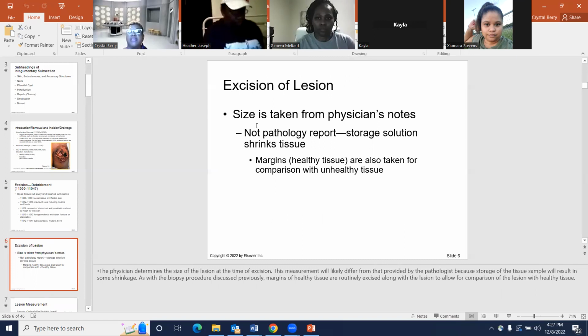Excision of lesion is telling you size is taken from physician notes. So you would get the excision of a lesion from the physician notes, not the pathology report. Storage solution shrinks tissue. Margins, healthy tissue, are also taken for comparison with unhealthy tissue. So you would get this from the physician notes, not the pathology report.